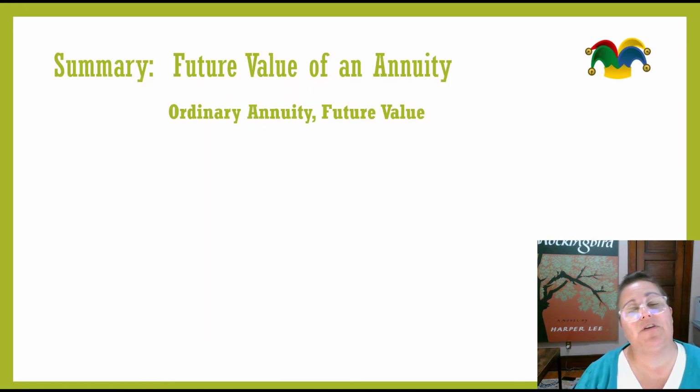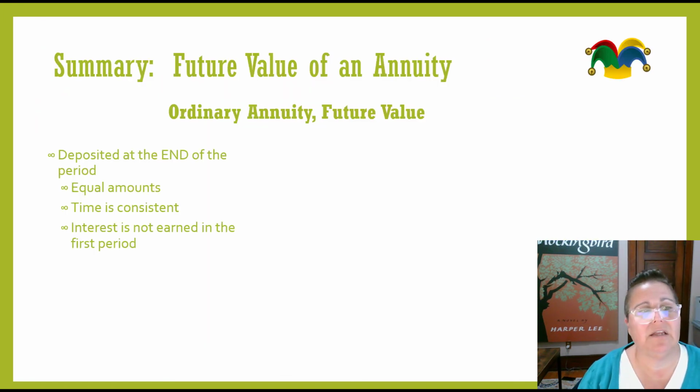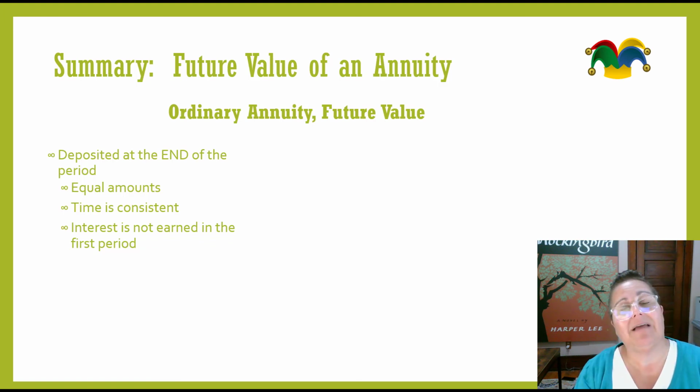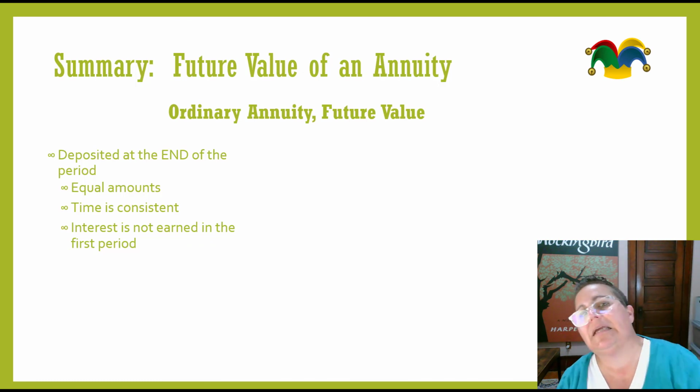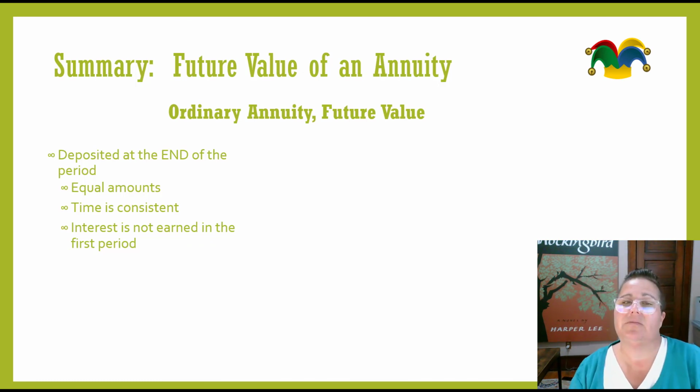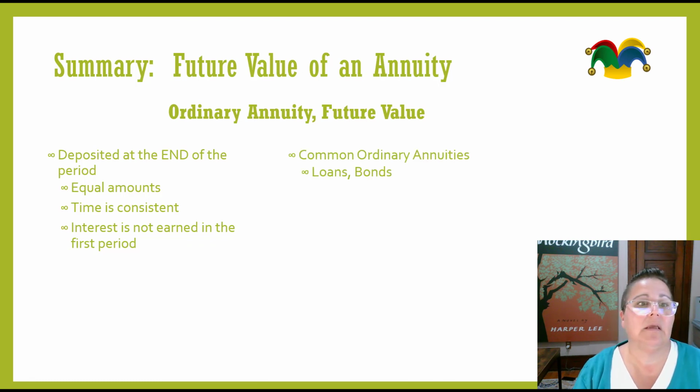The summary for the future value of an ordinary annuity. It has to be deposited at the end of those periods. It's equal amounts each time, same amount each time. The time is consistent. That is to say, it's every 4 weeks, it's every month, it's every year. And you don't earn interest in the first period because you're depositing at the end. So because you're depositing at the end, there's zero in the account the whole first period, right?